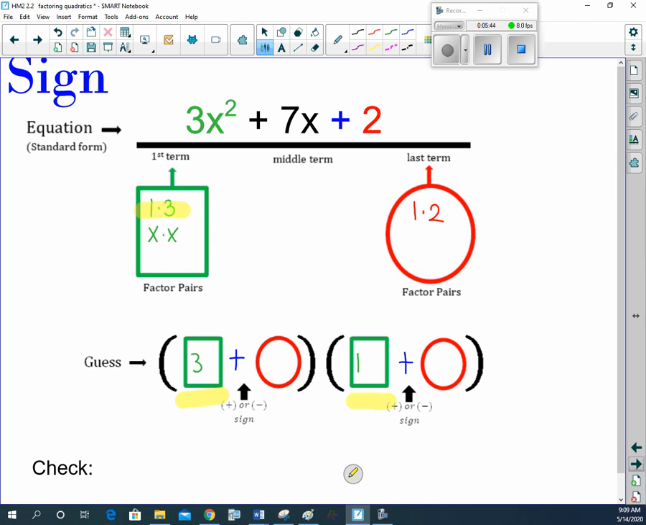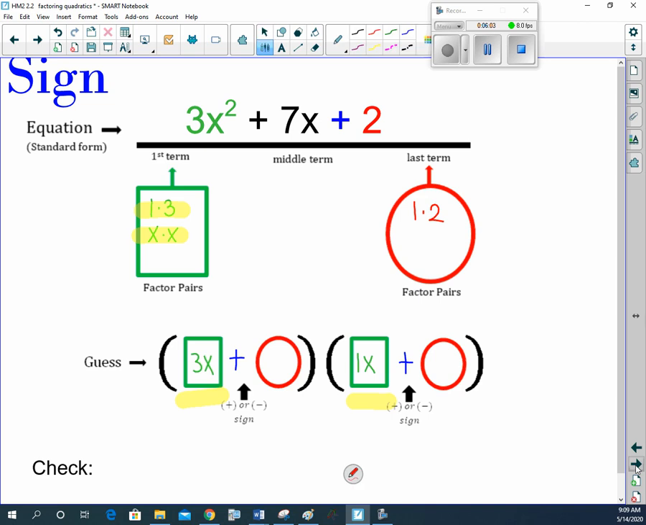And now we have to do the same thing with the x's. We have to put one x in each box. So this is going to go x and x right here. Okay, so we've got our first set of numbers using our first factor pairs. We did a 3 and a 1, an x and an x. Okay, now it matters.